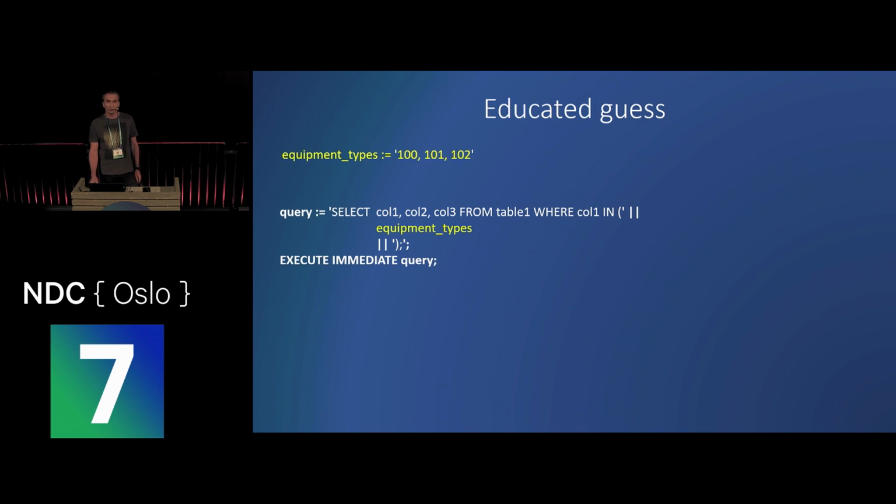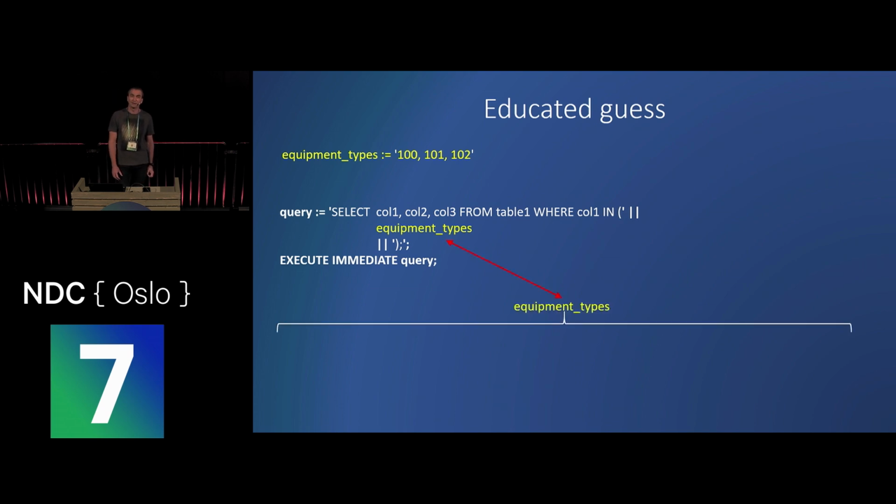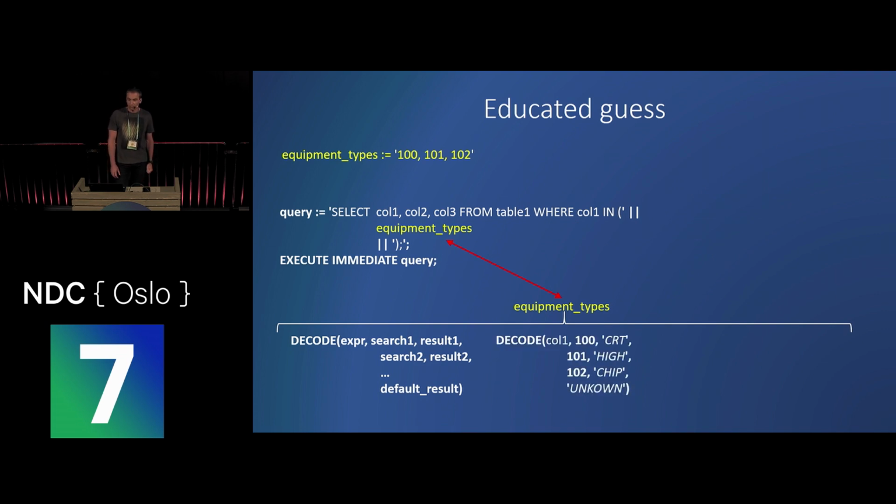So how can we prove whether this educated guess is correct or not? We can try to put under this equipment types something else that we know will actually be interpreted by the database, so that some more logic will be executed. Because we know that it's an Oracle database, we can use something like the decode statement. The decode statement is a bit like a switch case from other languages. It evaluates the first expression, and according to the expression value, it can return different results. So for example, if we decode a column 1 value, and if it is 100, then it will return CRT. If it is 101, it will return high. At the end, if the column value is not listed, then it will return unknown.